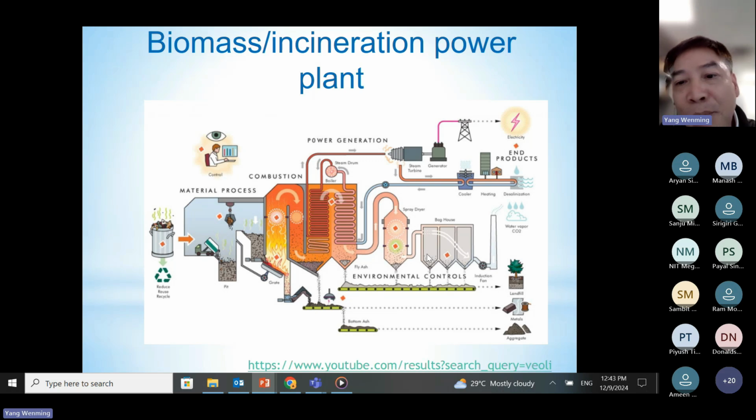And there are also some post processors. This one can help clean the exhaust gas before discharging to the atmosphere. So this is the basic design and the working process. Now I want to show you another video on this basic design and working process.